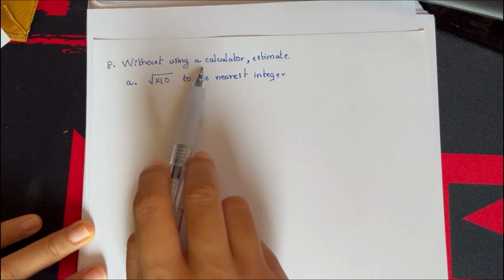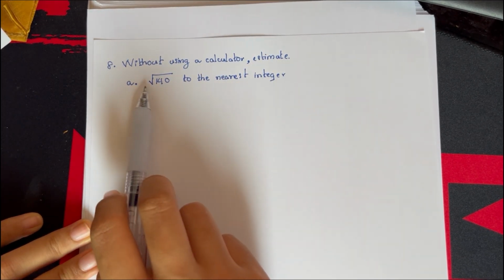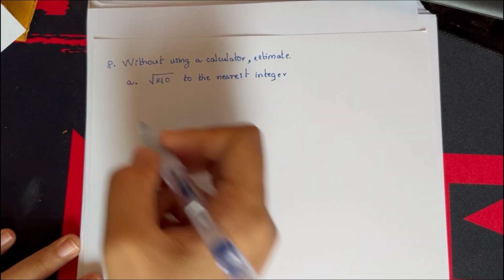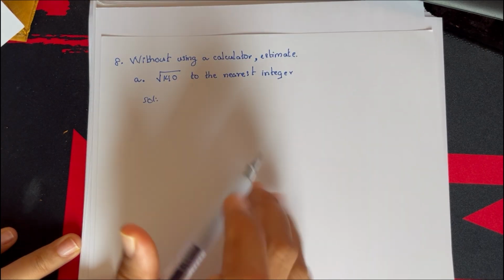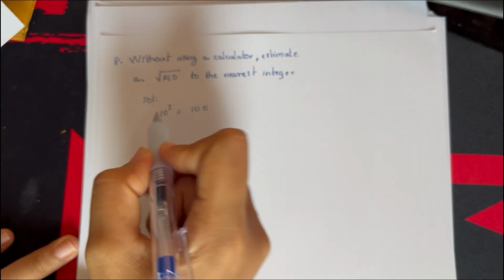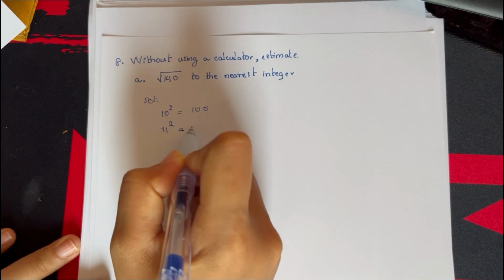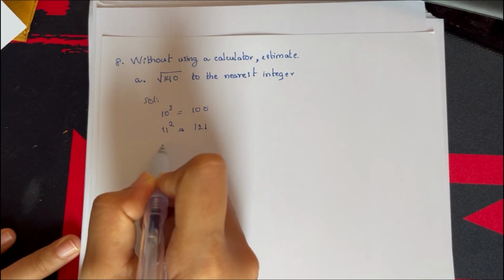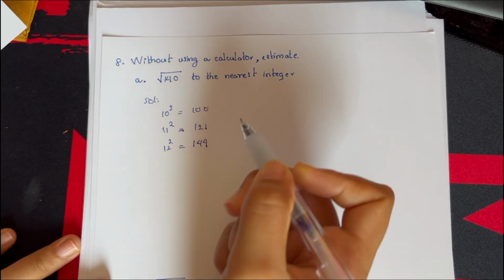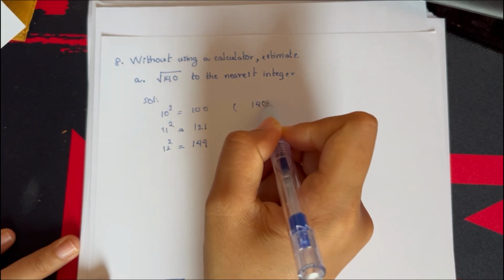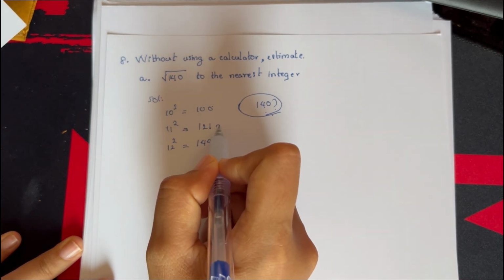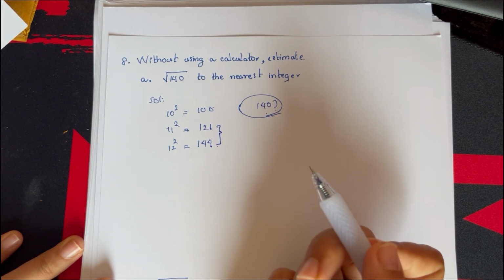Question 8. Without using a calculator, estimate A, root 140 to the nearest integer. So let's find out. Solution. Let's think from 10. 10 squared is equal to 100. And 11 squared is equal to 121. And 12 squared is equal to 144. So here what we have to find is 140. So 140 will be between 121 and 144.